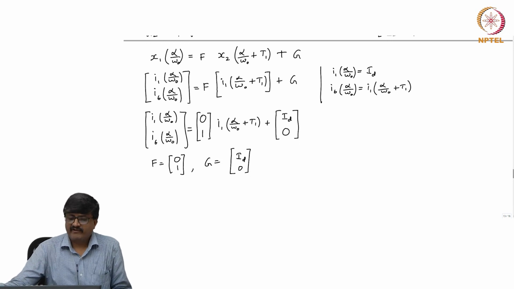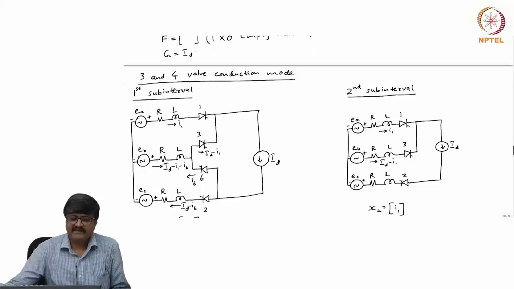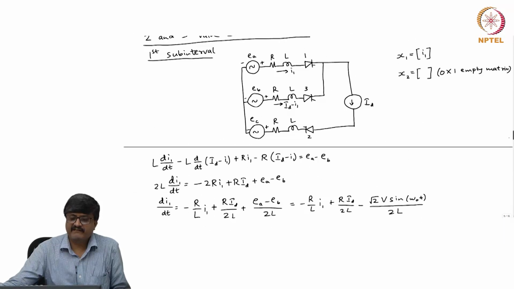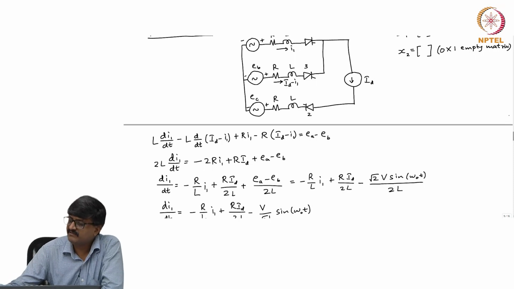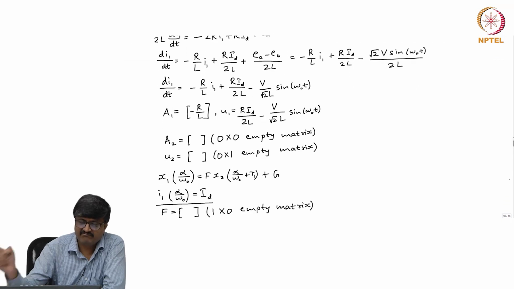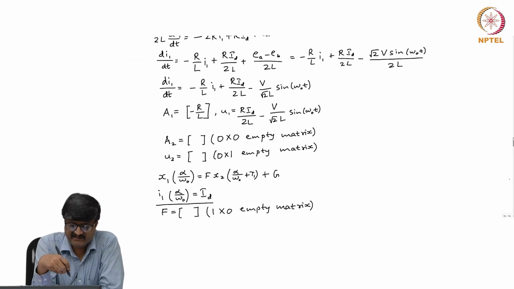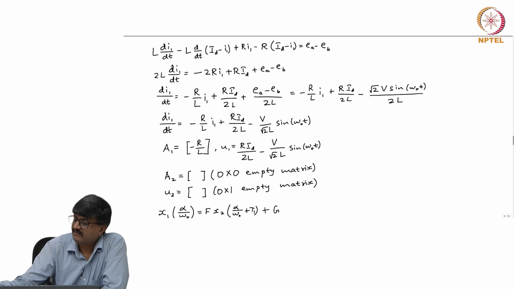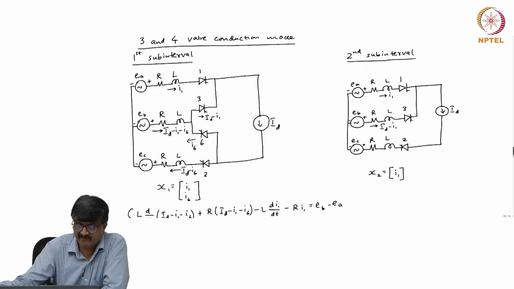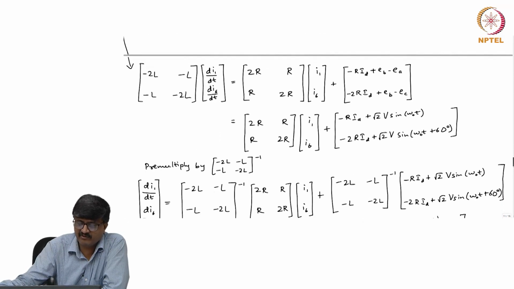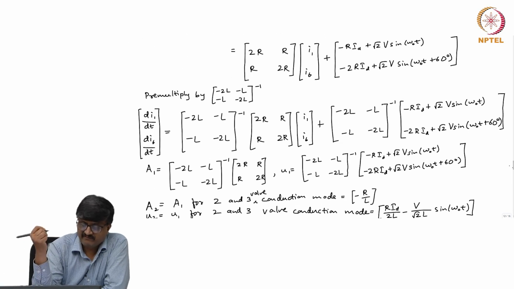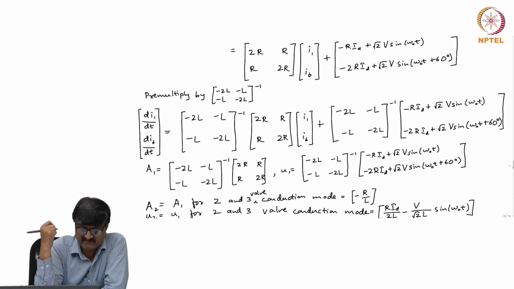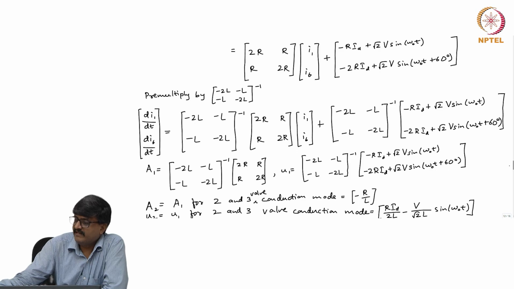If I have a resistance on the AC side, then the equations are slightly complicated. Now, what is the complication? If there is no resistance, you would have noticed that there is no A1. The coefficient of the state variable on the right hand side is 0. If you take the 3 and 4 valve conduction mode, we have a non-zero A1, non-zero A2. So, if there is no resistance, this A1 and A2 are 0 matrices. That is the simplification that you get by neglecting resistance.